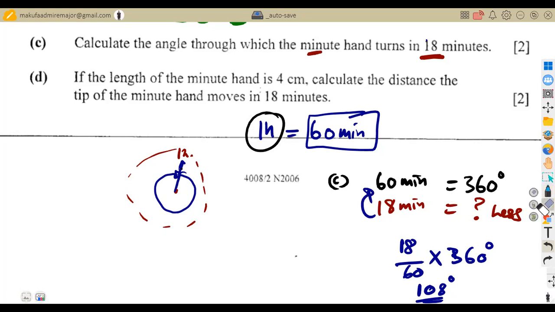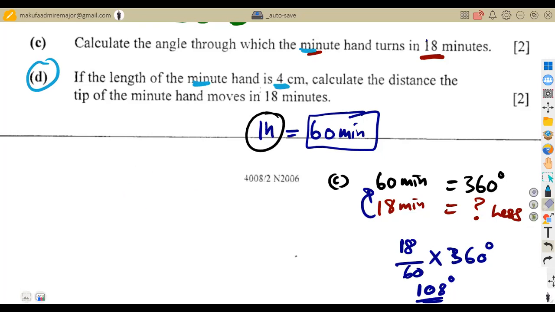All right, then we have this part, which is actually a continuation, where we are given that the length of the minute hand is 4 centimeters. We're talking about the minute hand. They're saying if the length of the minute hand is 4 centimeters, calculate the distance the tip of the minute hand moves in 18 minutes. This tip of the minute hand is moving.